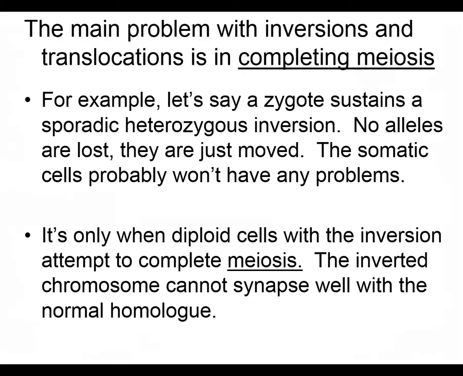So let's look at this. I said the main problem with inversions and translocations is that they usually don't disrupt or affect genes. It's just that they cause problems with meiosis. All right? So the problem is that the inverted chromosome or the translocated chromosomes do not synapse well.